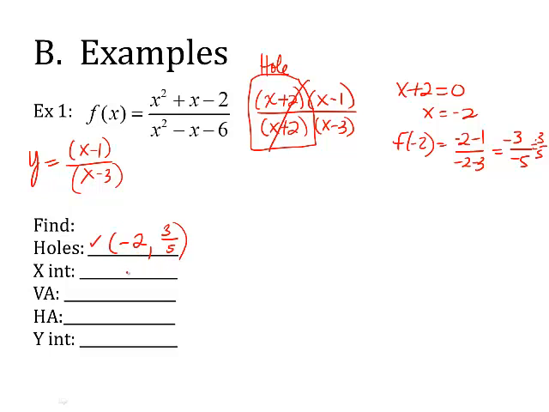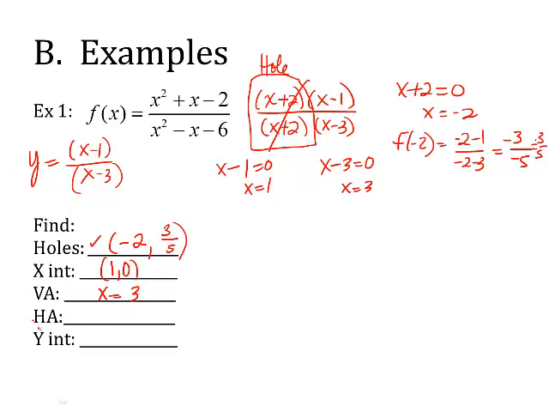Now, x-intercepts, remember the rule, set the numerator equal to 0 and solve it. So x is 1, but this is a coordinate, so it's (1, 0). Vertical asymptote, you set the denominator equal to 0 and solve it. So x equals 3.